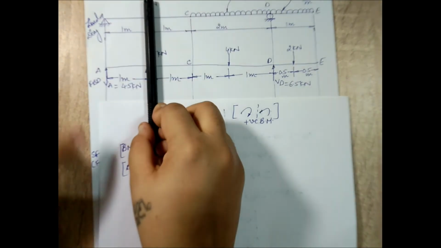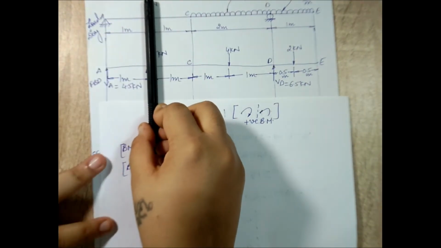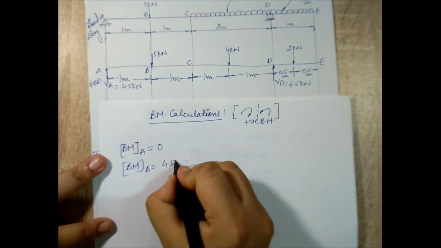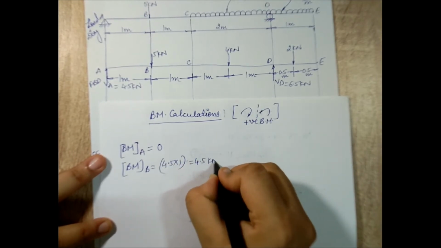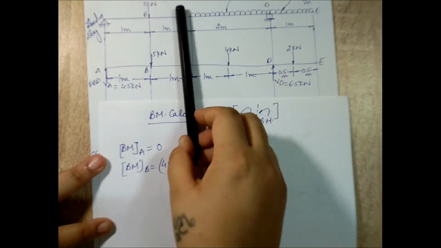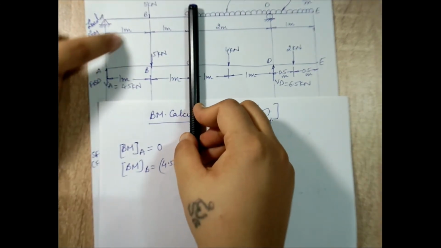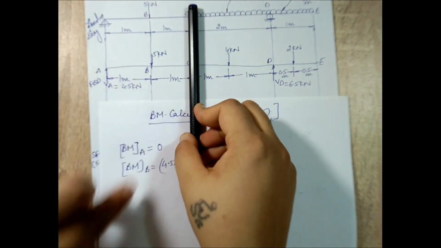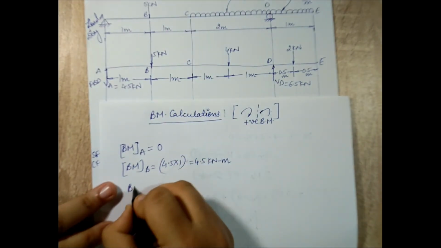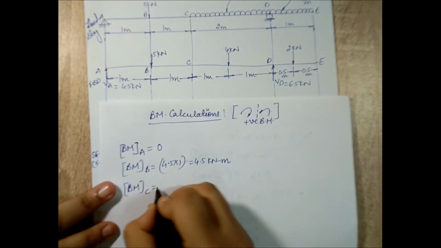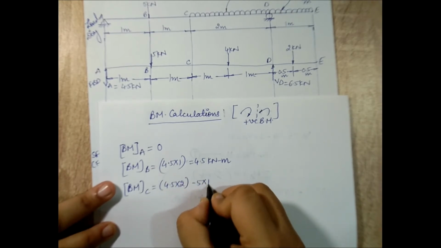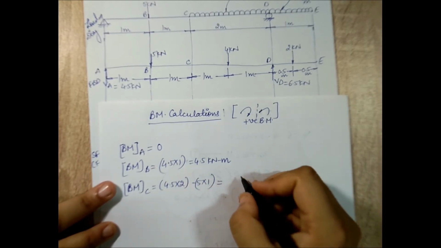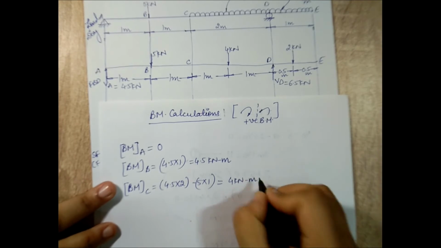Bending moment at B. When I stand at B and I look to the left, VA turns clockwise. So it is 4.5 into 1, which is 4.5 kilonewton meter. Next, when I stand at C, VA turns clockwise and 5 kilonewton turns anti-clockwise. So I have bending moment at C as 4.5 into 2 minus 5 into 1. I get the value as 4 kilonewton meter.